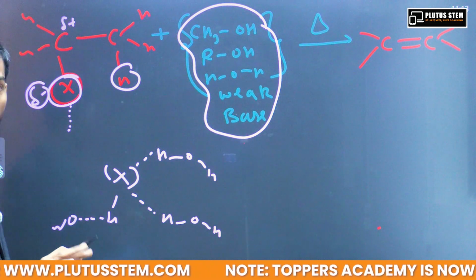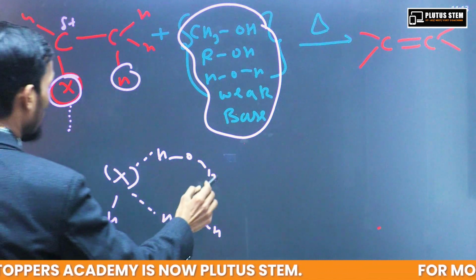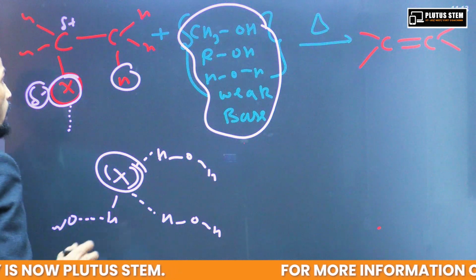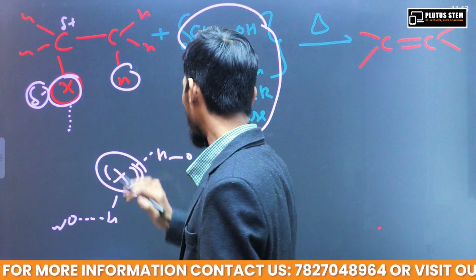So these various polar protic solvents, what they are going to do over here, we will be seeing that this is being trapped over here. This is going to be trapped in this chain. This X negative is going to be trapped like this.